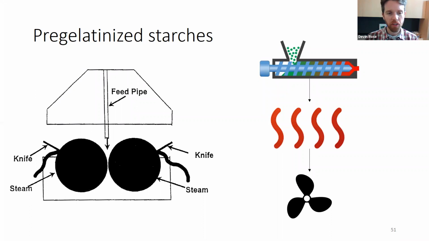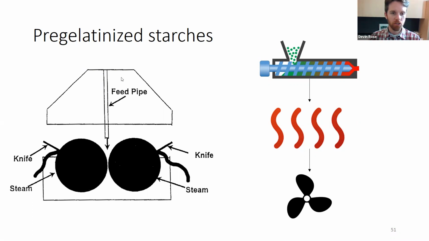Okay, now we have two non-chemical modifications that we'll talk about. The first one is pre-gelatinized starches. Pre-gelatinized starches are simply starches that have been cooked and then dried.